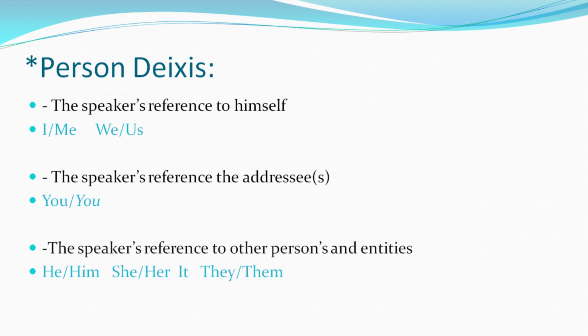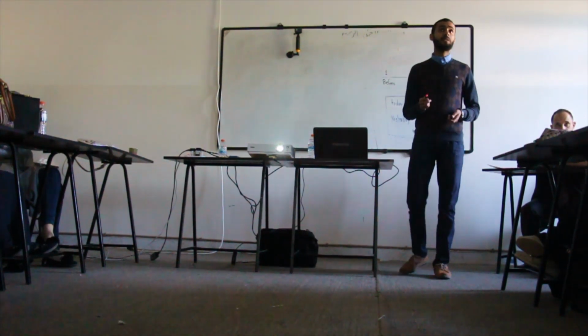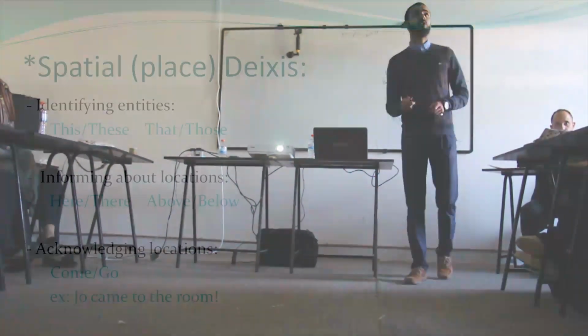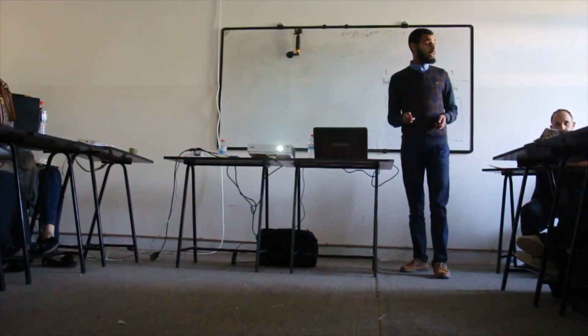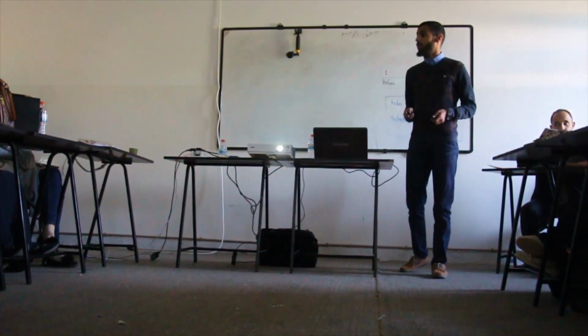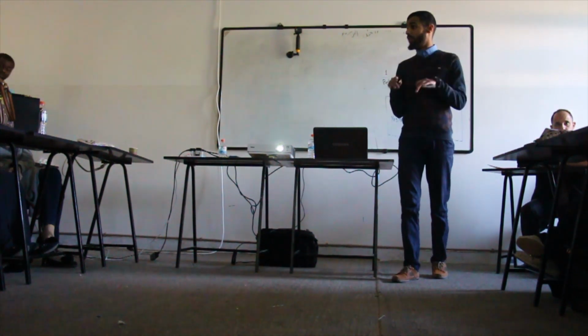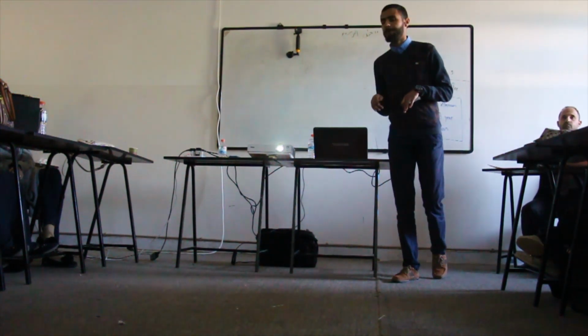And when the speaker refers to another person or entity, like he and him, she and her, it, they and them. The second type, spatial deixis, is for identifying entities, this, these, that, and those, informing about locations, here and there, above and below, or acknowledging locations like come and go. How is it that we are using verbs here? So how can we put verbs under the term deictic elements?